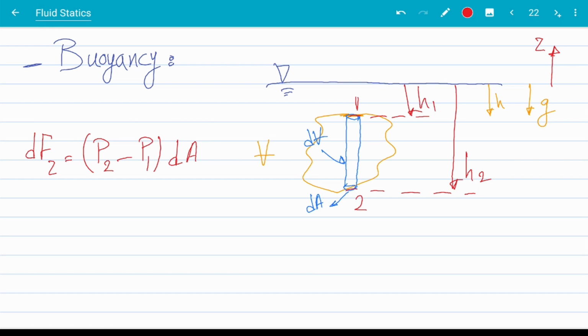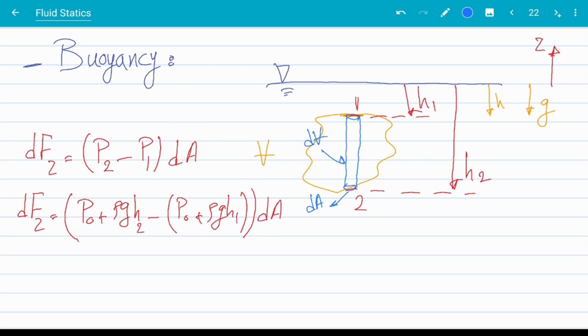Now let's expand that equation. dFz is going to be P2. What is the pressure at location 2? It is P0 plus rho g h2, minus the pressure at location 1, which is P0 plus rho g h1. The entire thing times dA. Obviously, the P0s cancel each other, and we get that dFz is rho g (h2 minus h1) dA.